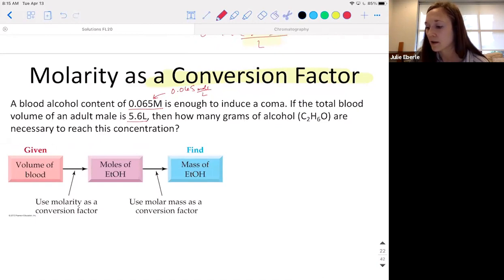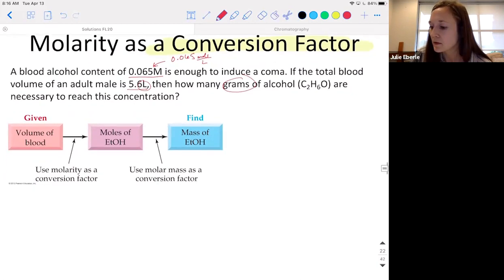All right. So this seems a little confusing because molarity doesn't relate liters to grams. Okay. We're given liters and it's asking for grams. We don't have anything to directly go from liters to grams, but we can go from liters to moles with molarity. And then easily we can go from moles to grams. All right. So what we're going to do, this is showing you this little diagram down here.